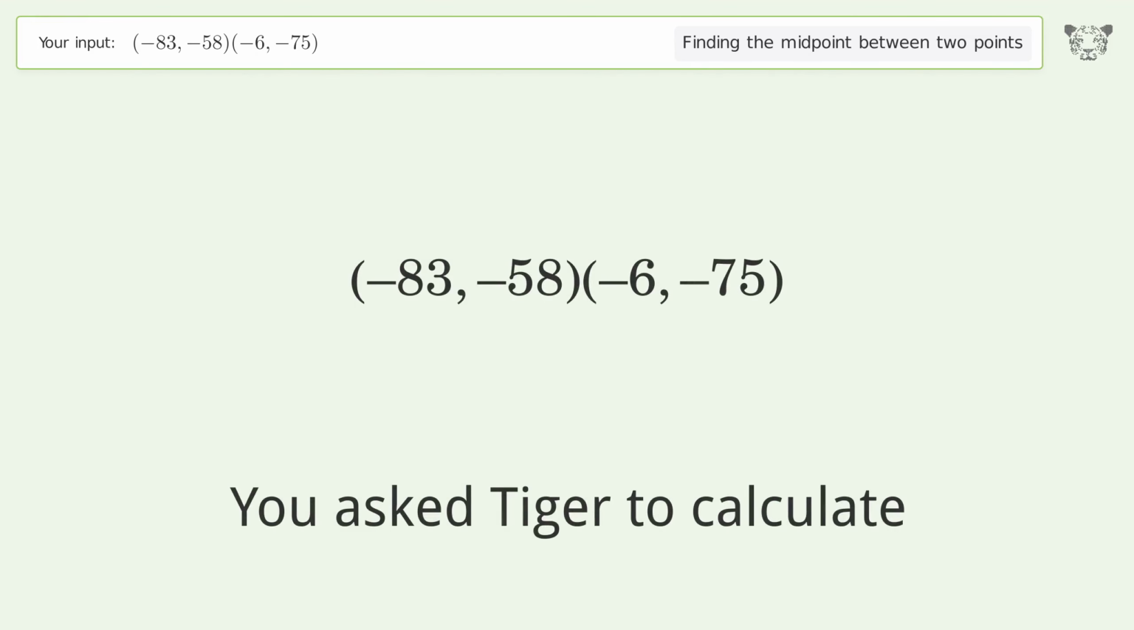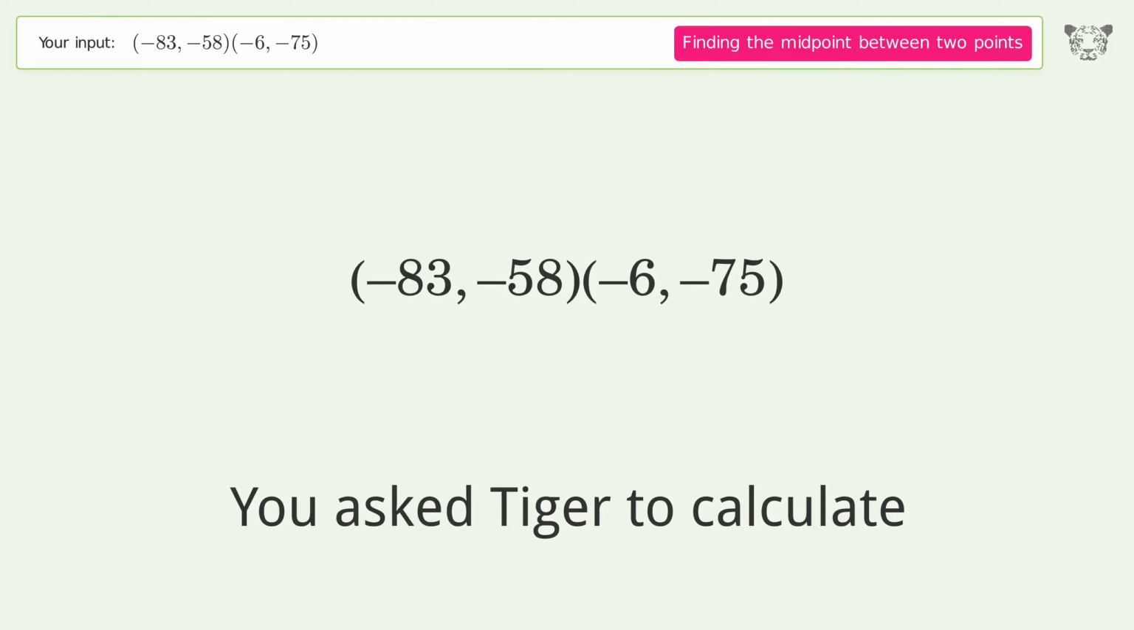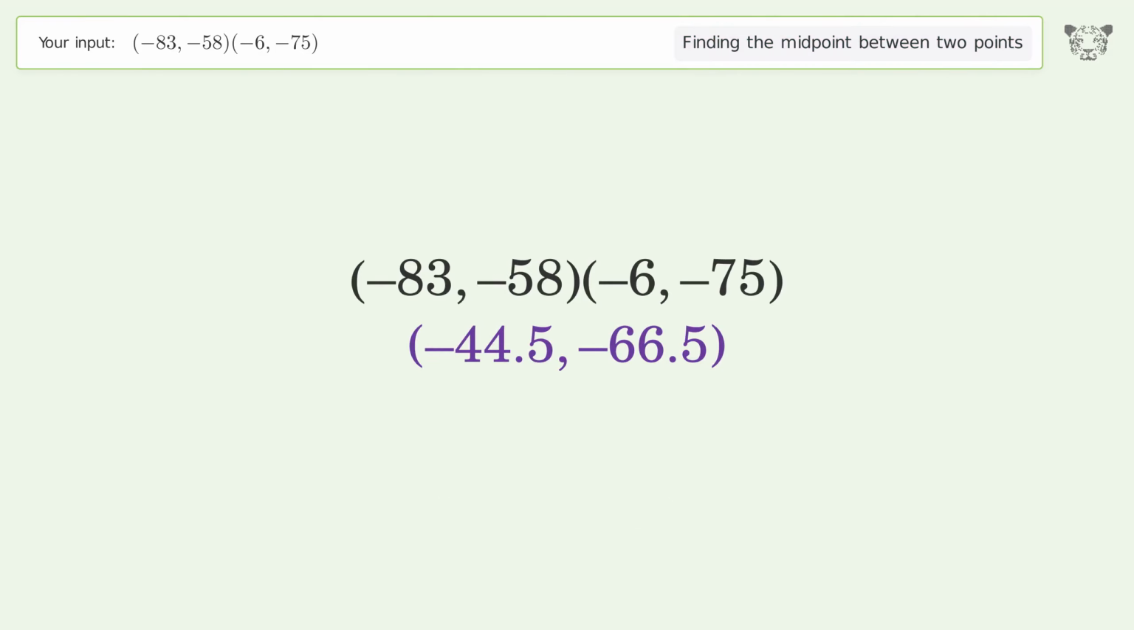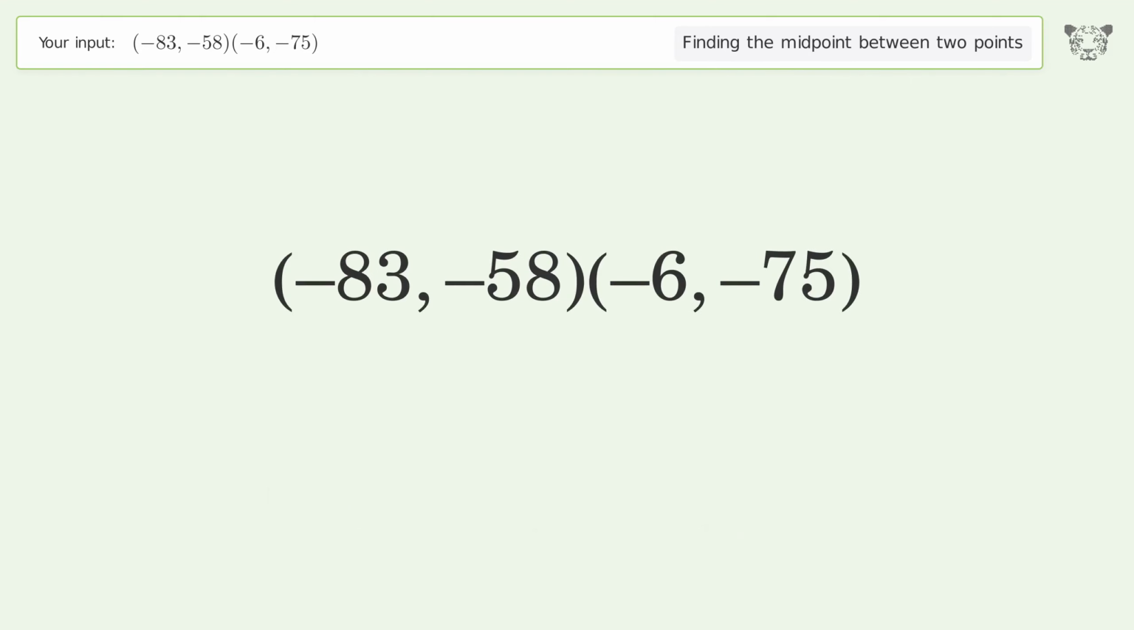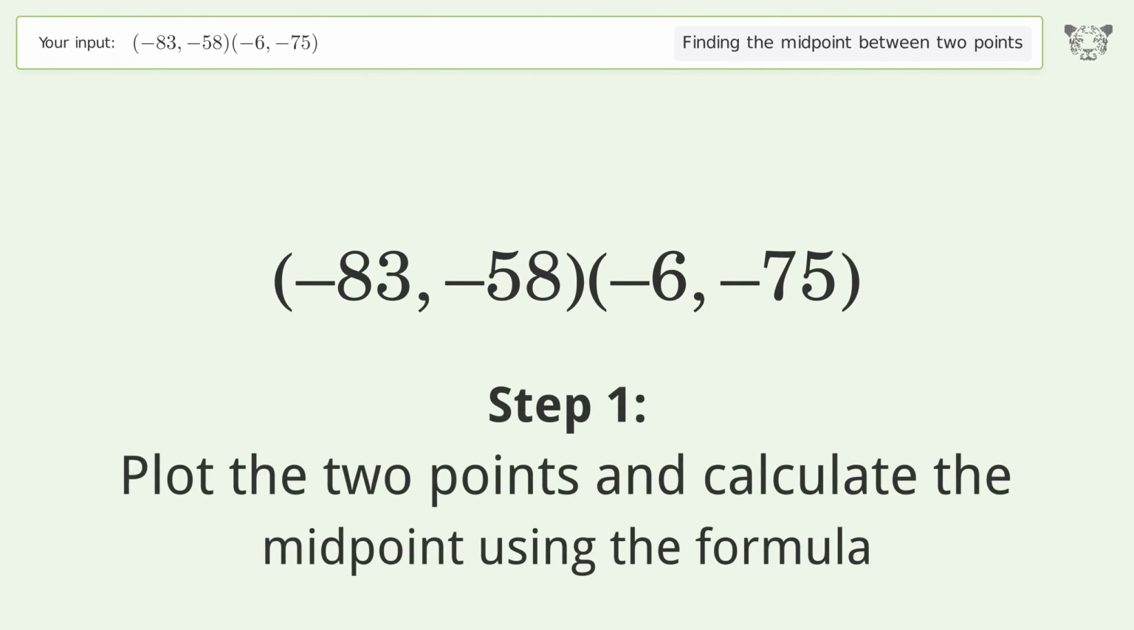You ask Tiger to calculate. This deals with finding the midpoint between 2 points. The midpoint between the 2 points is -44.5, -66.5. Let's solve it step by step. Plot the 2 points and calculate the midpoint using the formula.